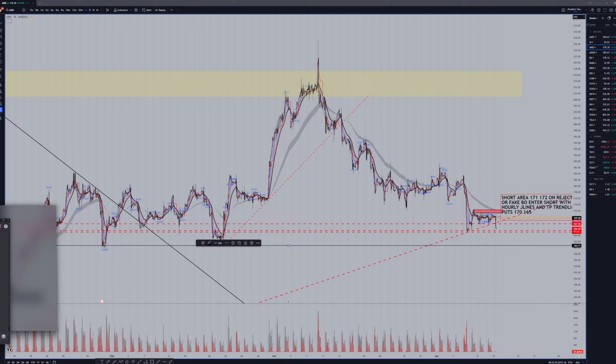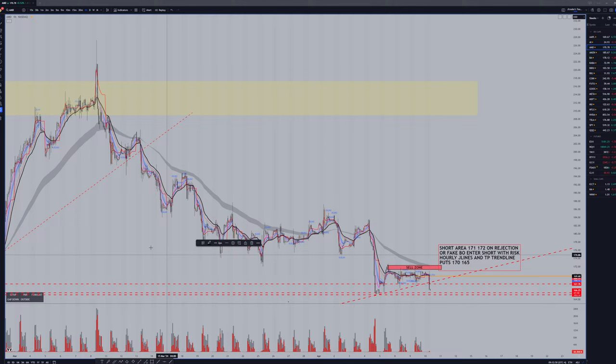Every time that we have a major support like these, so the 165 or the 161, remember that it's also a level where we can find buyers. Of course, we won't go long counter trend unless the market itself is showing strength in a reversal pattern.